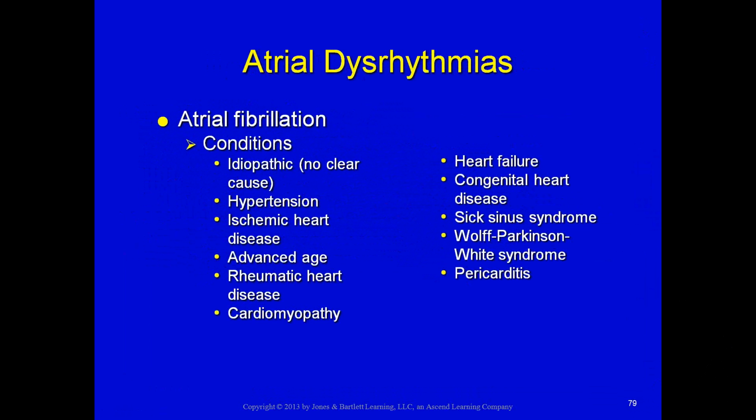Atrial fib, sometimes it's idiopathic. In other words, there's no clear cause. They don't know why it occurs. It also can be related to hypertension, ischemic heart disease. 70% of the people over 70 are in atrial fib. So advanced age is a real common cause of atrial fib. Rheumatic heart fever, cardiomyopathies, heart failure, congestive heart disease, sick sinus syndrome, WPW, pericarditis, myocarditis, endocarditis, any of the itises. So you can see that atrial fib is just most commonly associated with aging.